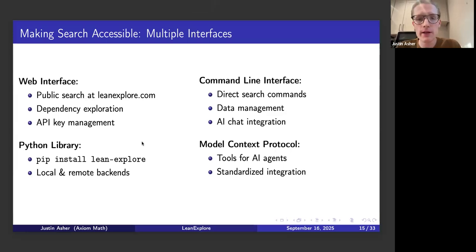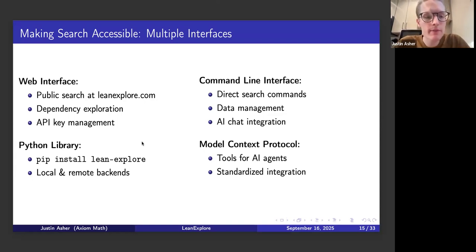Okay, so there are 4 different ways that you can use LeanExplore. One of them is through the web interface at leanexplore.com. This gives you nice features like dependency exploration, API key management, tracking your history, and providing all the nice data in one place. I also created a command line interface, so if you're using the command line and you want to look things up, you can use it that way.